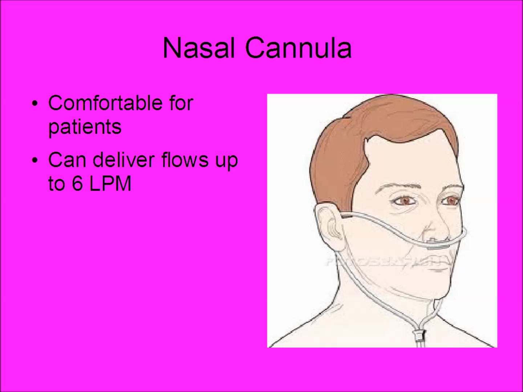Okay, so the first device we're going to talk about is the nasal cannula. Some advantages for the nasal cannula is it is comfortable for the patient. It is very practical in the acute care setting as well as at home. The nasal cannula can support flows up to 6 liters, and the range is like 0.25 liters to 6 liters. You always want to use a bubble humidifier if you go above 4 liters.